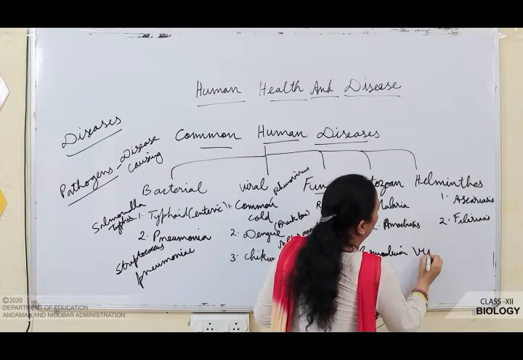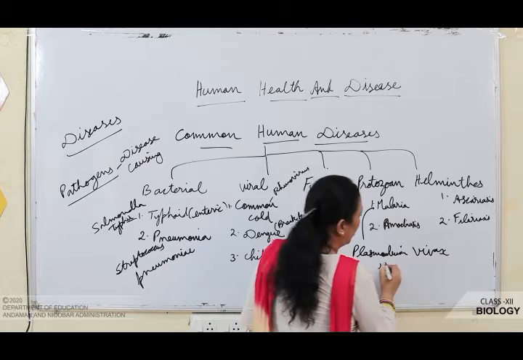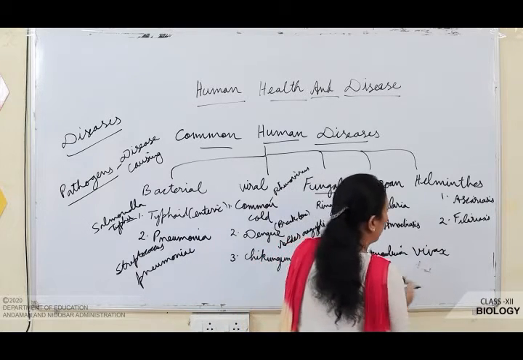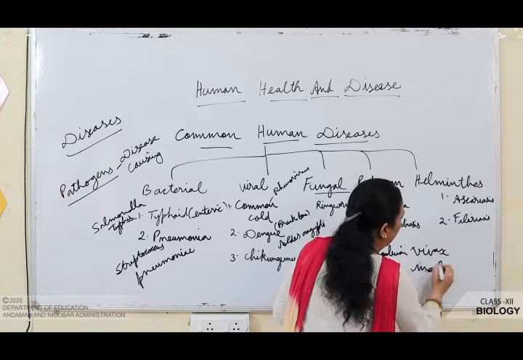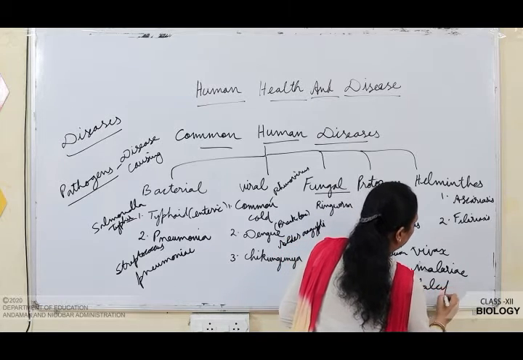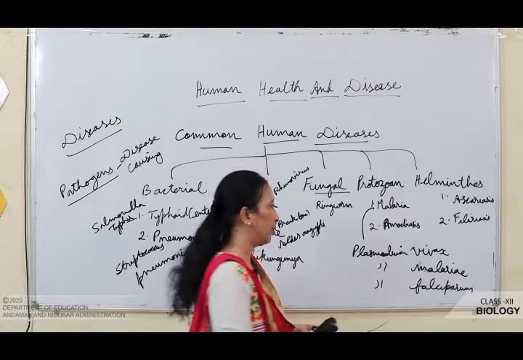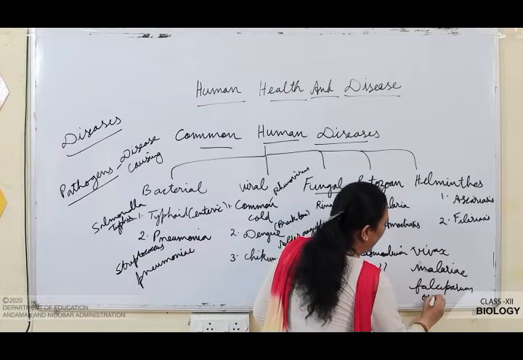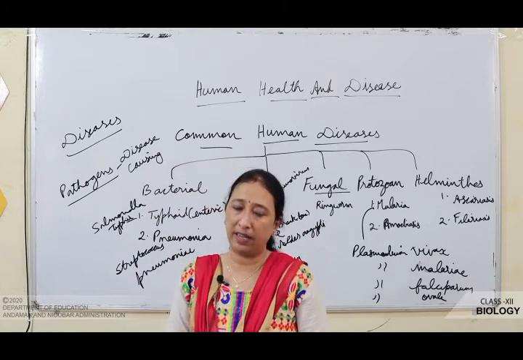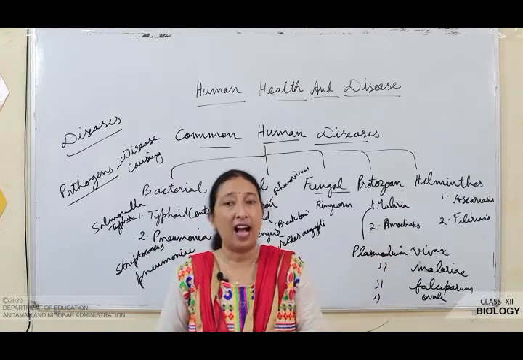Plasmodium vivax. So there are 4 basically: Plasmodium vivax, Plasmodium malariae, Plasmodium falciparum and Plasmodium ovale. So these are the 4 causative agents, the protozoans, and the site of infection is the liver and the RBCs.